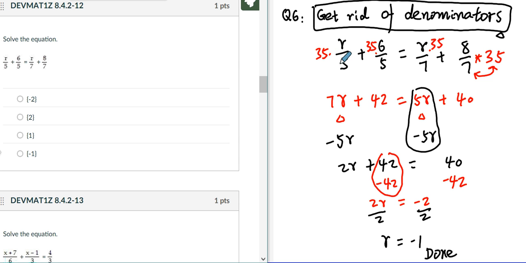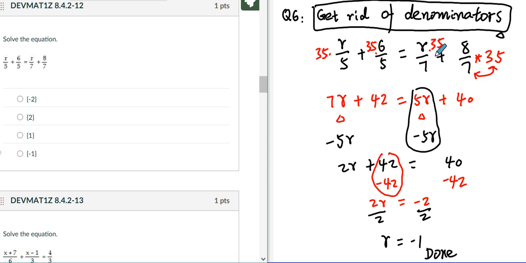5 on denominator, 35 on numerator. So 35 divided by 5 is 7. And then 7 is in front of r, so we have a 7r. 35 divided by 5, we have a 7 one more time. 7 times 6, so we have a 42.